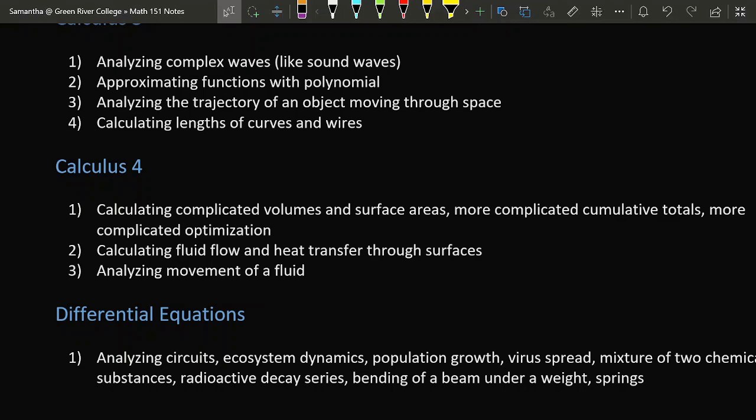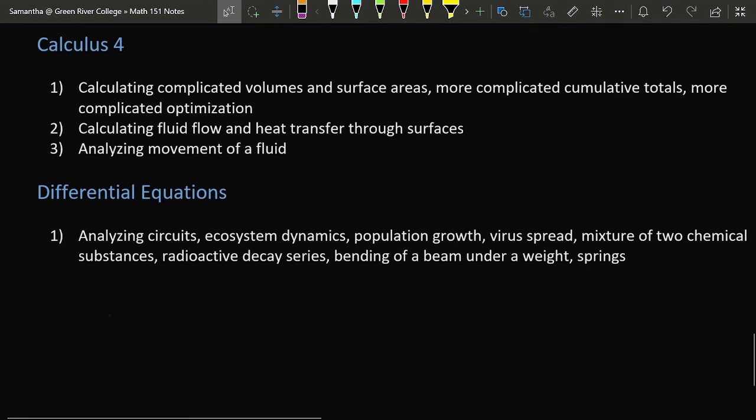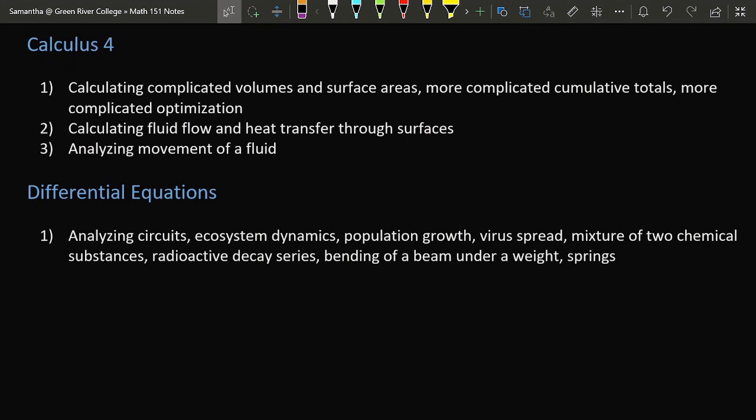And once you've taken all the calculus classes, you can get into differential equations, which is where things really get good. You can look at circuits, you can look at ecosystems, population growth, the spread of a virus, radioactive decay series, beams that are being bent under weights. All of that becomes available to you, and the foundation of that, the beginning of all of those applications, is right here in Calculus 1.